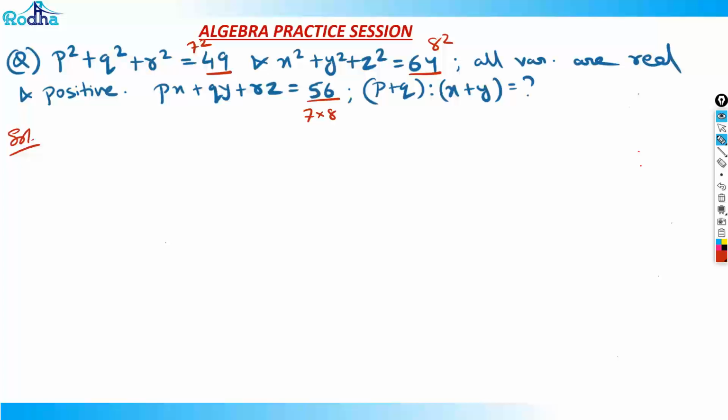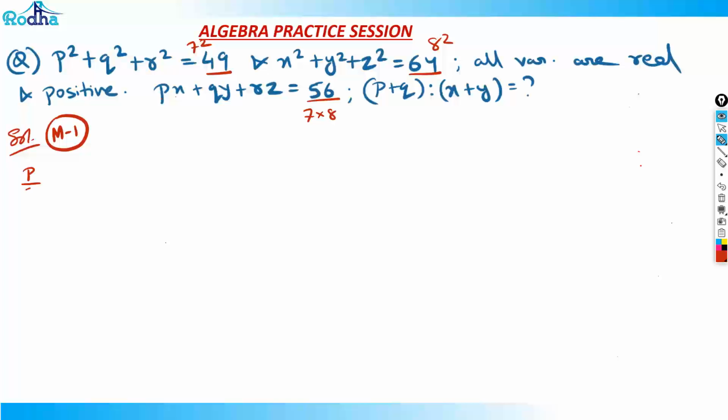So let's put here method 1. Method 1 is more of an algebra method, typical algebra. How do you combine this? We'll think like this, that something 7 into something 8 is 56 here, right? Now if I divide the equation by 7, can I write it like this? p square by 49 plus q square by 49 plus r square by 49 equal to 1.